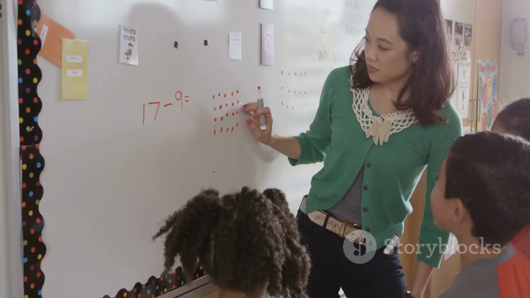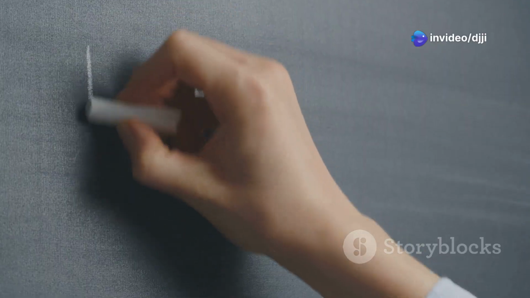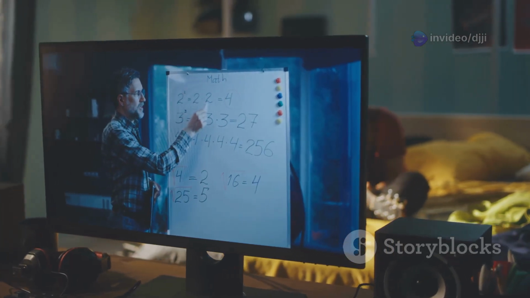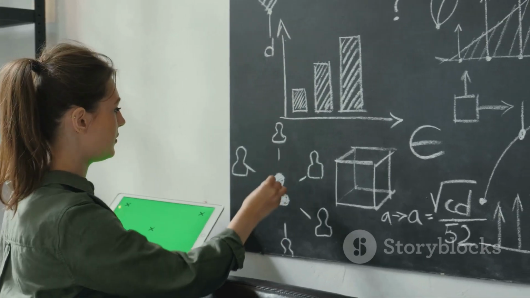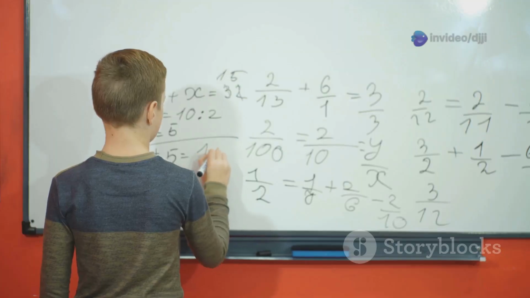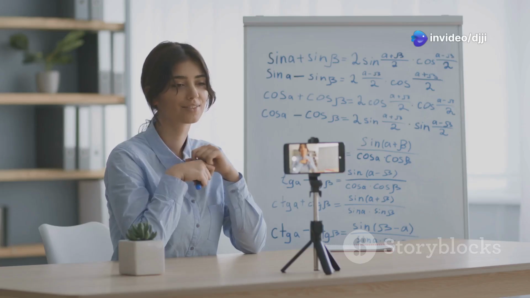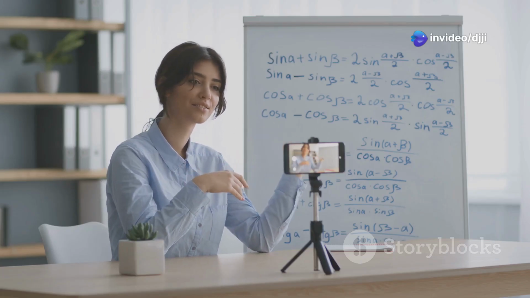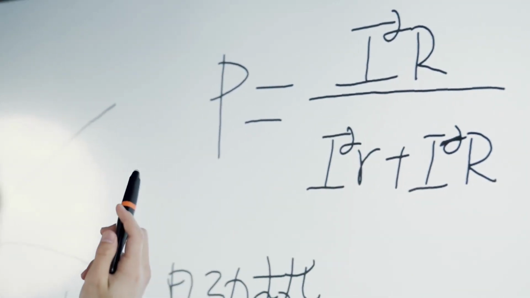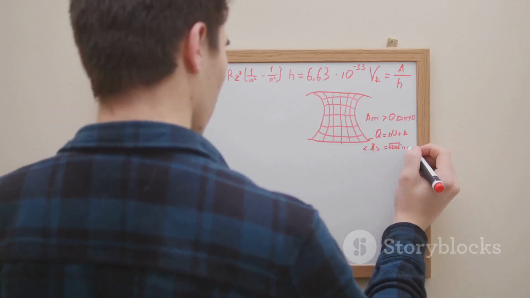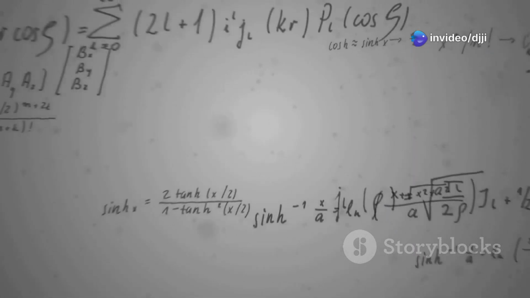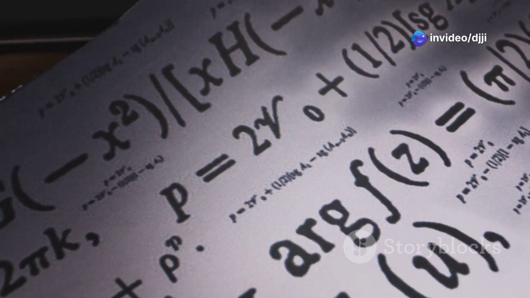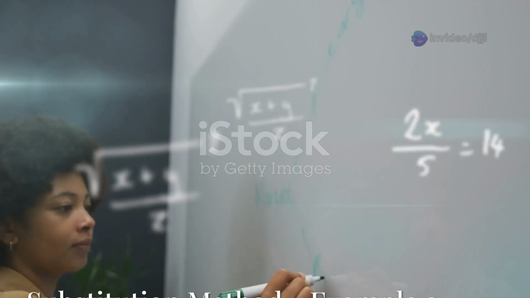Example: factor 2(3x + 1)^2 + 5(3x + 1) + 3. Step 1, let u equal 3x + 1. Now we have 2u^2 + 5u + 3. Step 2, factor 2u^2 + 5u + 3. Try factoring: 2u^2 + 5u + 3 equals (2u + 3)(u + 1). Step 3, substitute back u equals 3x + 1. Final answer: (2(3x + 1) + 3)(3x + 1 + 1) equals (6x + 2 + 3)(3x + 1 + 1), which equals (6x + 5)(3x + 2).